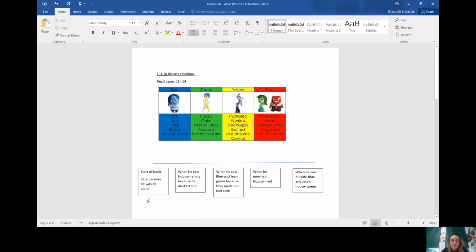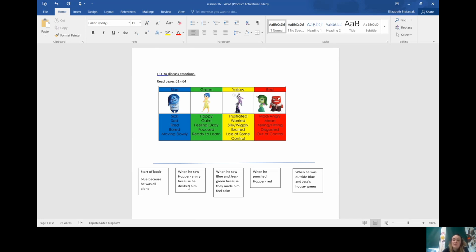And then I said it moved on to when he saw Hopper. So I said the next significant event was when he saw Hopper. And let's think about when he saw Hopper, he would have felt angry, which makes him definitely red, because remember, he instantly disliked the look of Hopper. So I said that was red.